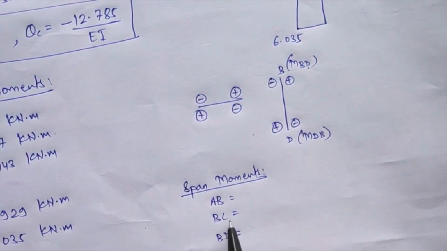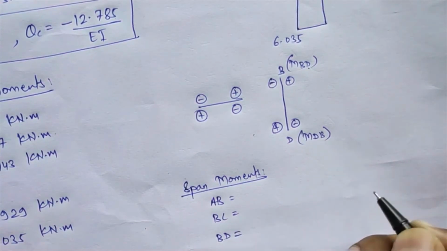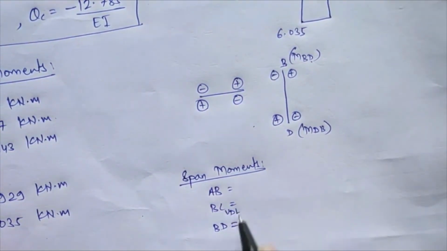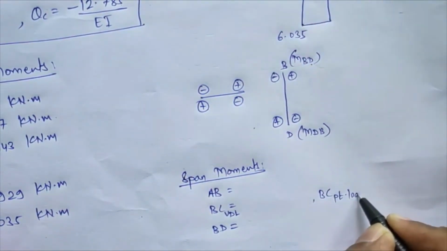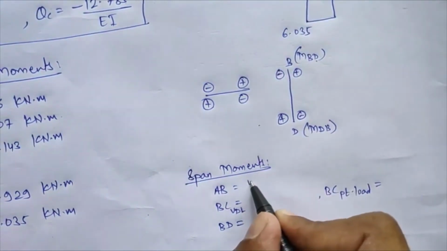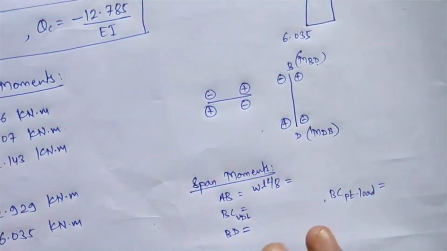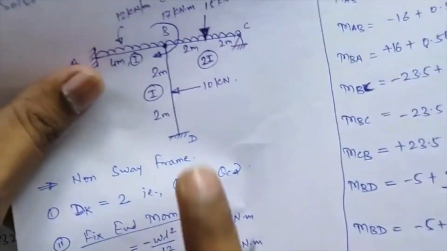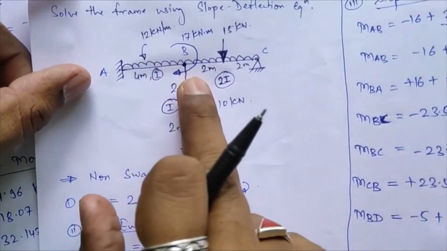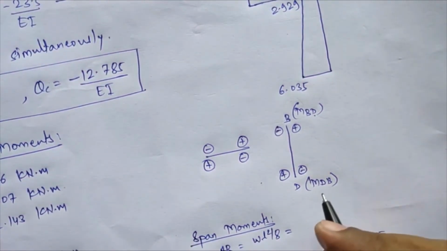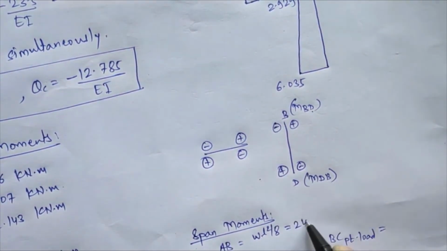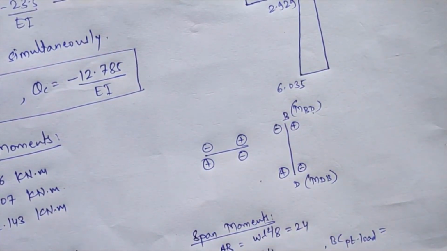In span moment BC we are having two loadings over there, that is one is for UDL and one will be for point load. So here I'll write BC for UDL and second I'll write BC for point load. Okay, so for UDL span moment is given by WL square by 8. So in span AB loading is given to equal to 12 kN per meter at a distance of 4 meter. So if you calculate that, that will get as 12 into 4 square divided by 8, that will get as 24. Okay, same will be for BC, that your distance or length of your span AB and span BC is same.